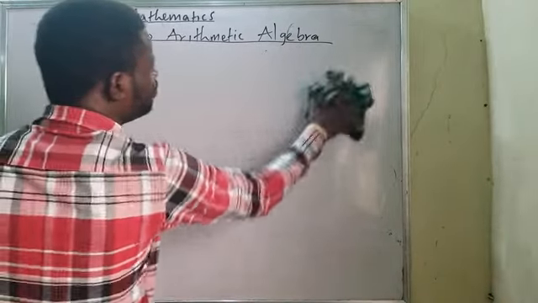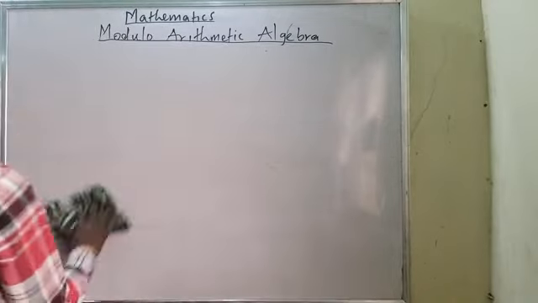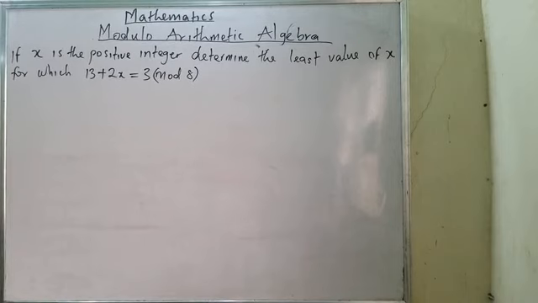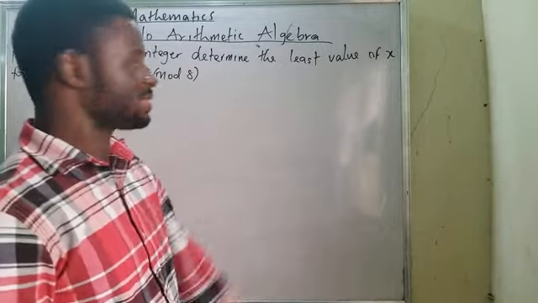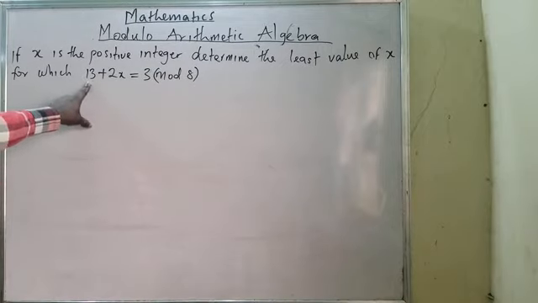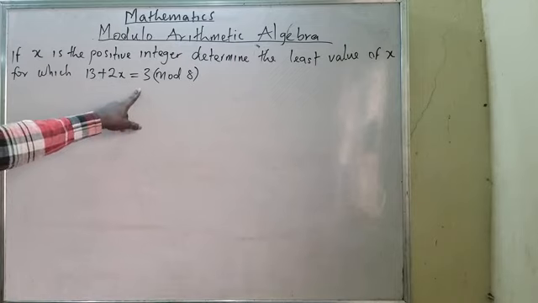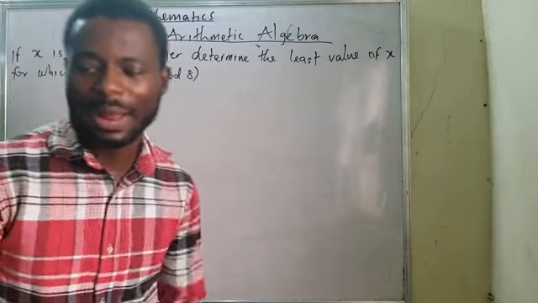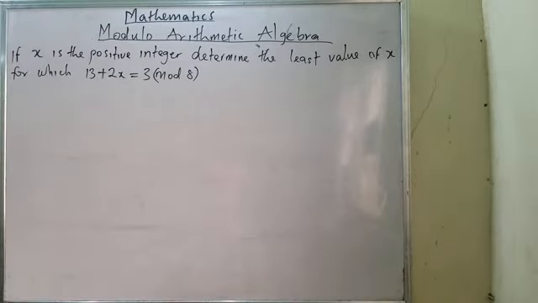Look at some problems I generated from questions, and I'll be explaining them, because a question can come in any form. Look at the first question I'll be working on in this video. If x is a positive integer, we all know what a positive integer is, determine the least value of x for which 13 plus 2x is congruent to 3 mod 8. Now, if I have mod 8, how do I solve it? I've explained what mod is.